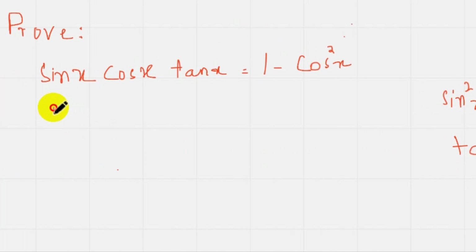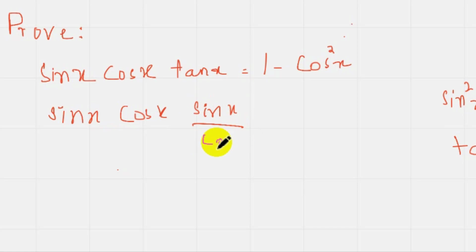First of all, sin x, cos x, and then instead of tan x just write down sin x over cos x. There is no sign between these three, which means they are in multiplication. So now what I just did is just take the left hand side, and now I will derive the right hand side from this statement. So these both can be cancelled with each other. Now sin x times sin x is sin squared x.